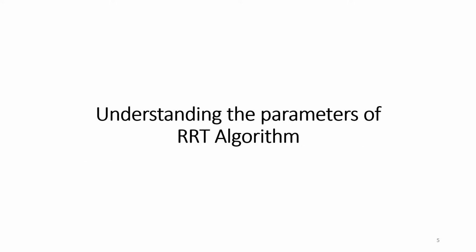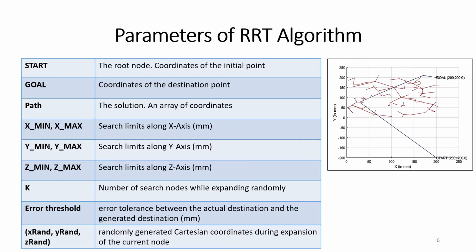Understanding the parameters of the RRT algorithm. A sample RRT search tree is shown on the right. The RRT parameters are: the start and goal are the Cartesian coordinates of the root node and destination node respectively. The xmin, ymin, and zmin are the Cartesian minimum search limits. The xmax, ymax, and zmax are the Cartesian maximum search limits. The search for the goal node occurs between xmin and xmax along the x-axis. The same applies for the y-axis and z-axis.